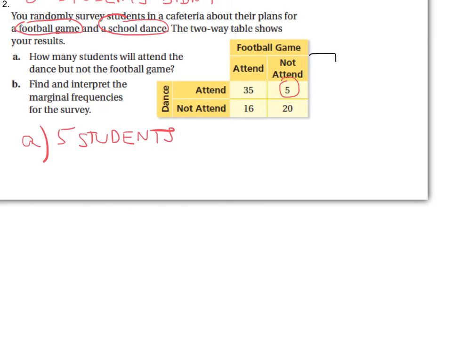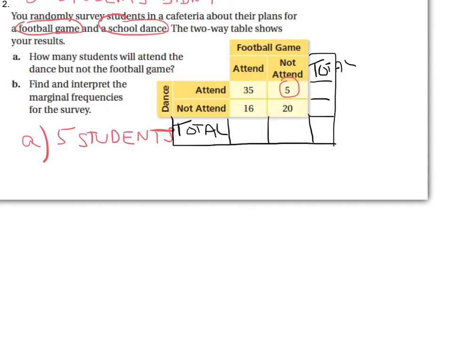Again, we want to create this extended column and row to do our totals. These are the marginal frequencies. If we add down the column for the football game, we end up with 51 students who attended the football game, 25 who did not attend. If we add across the row, we had 40 go to the dance, and 36 not go to the dance. Remember, if the marginal frequencies are done correctly, when I do the totals down, I should get the same number as if I do the totals across.